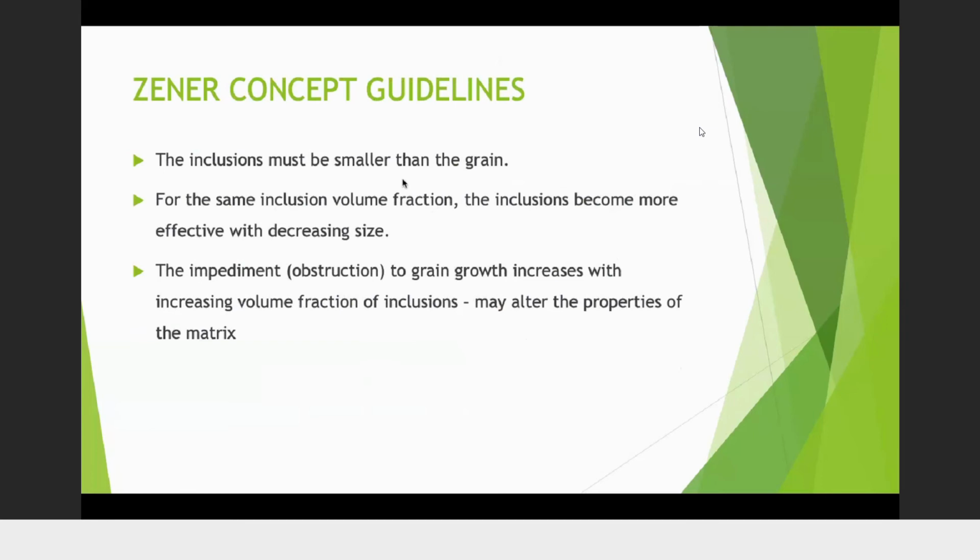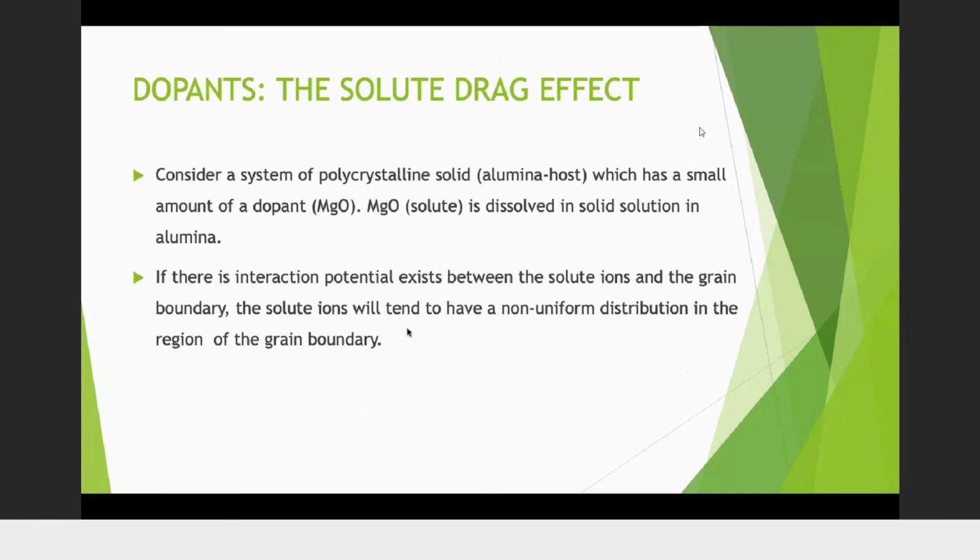The obstruction to grain growth increases with increasing volume fraction of inclusion. So this may alter the properties of the matrix. You can also use dopants to give the solute drag effect, right? So if we consider a system of polycrystalline solid which has a small amount of dopant such as MgO, and it dissolves in the solid solution in alumina.